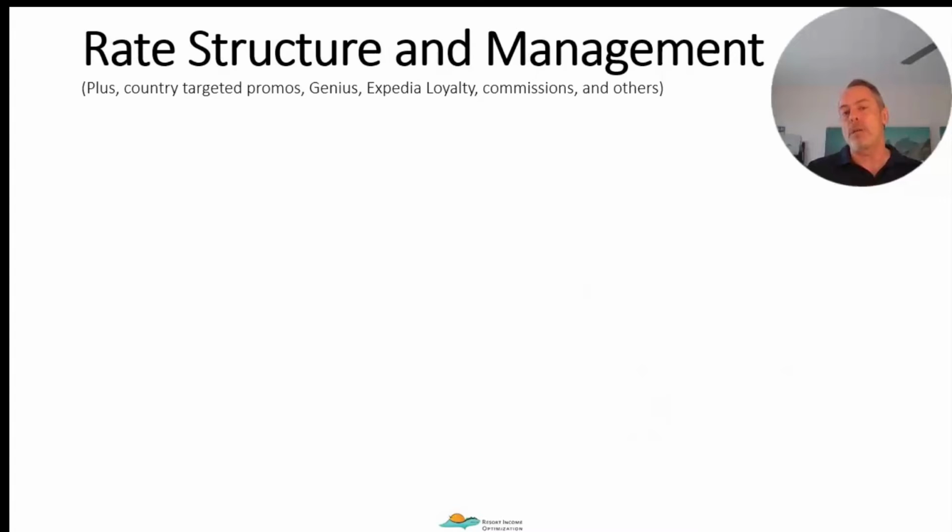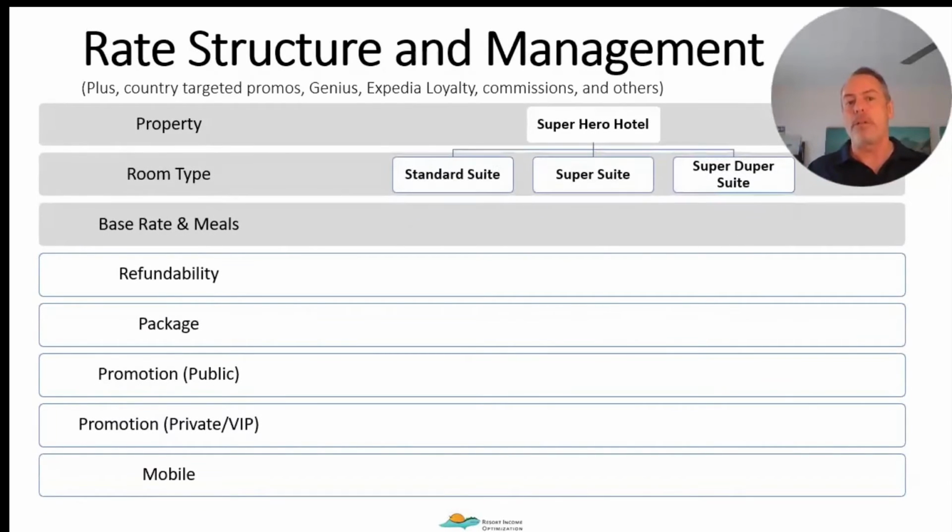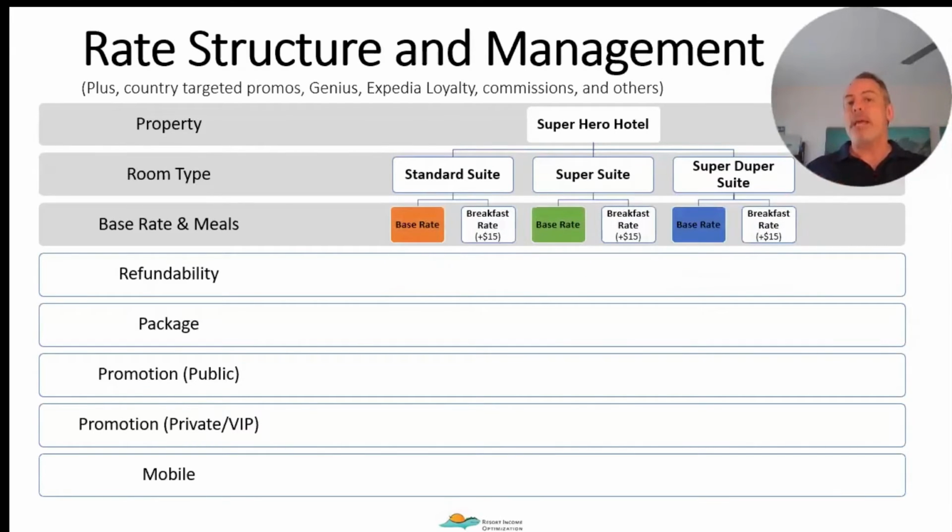So rate structure, I kind of hinted about this earlier, and now I'm going to show you a little bit more detail about what I mean. So let's say you have a property and it's called the Superhero Hotel, and you have 3 room types, right? Standard suite, super duper suite. And you have some base rates, right? Some people call this a rack rate. And you might have a standard 15% add-on for breakfast.